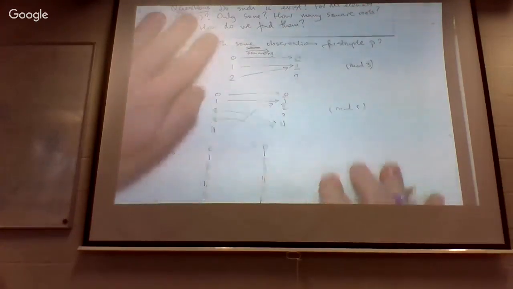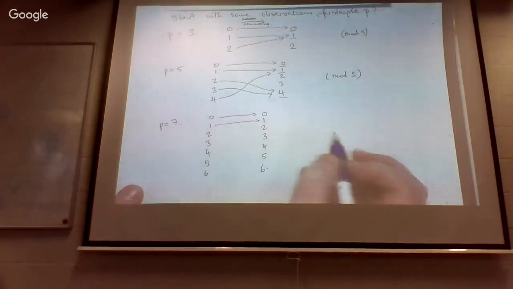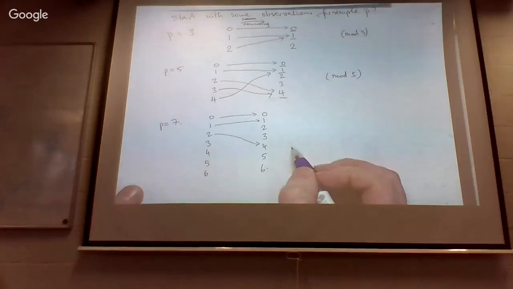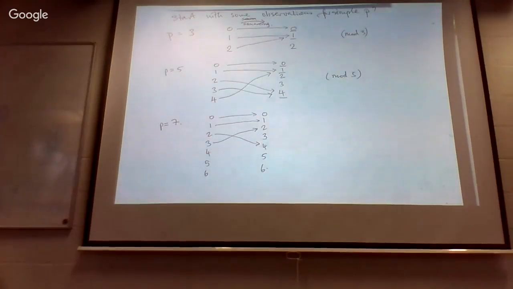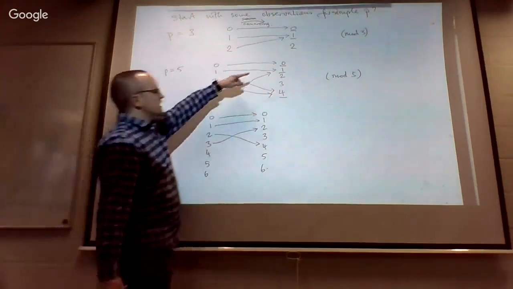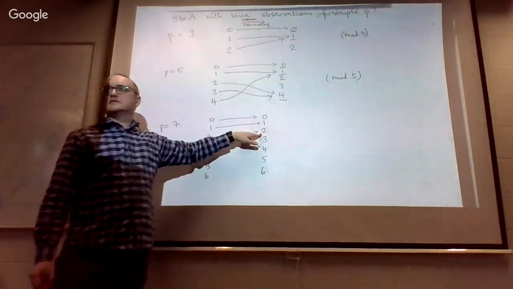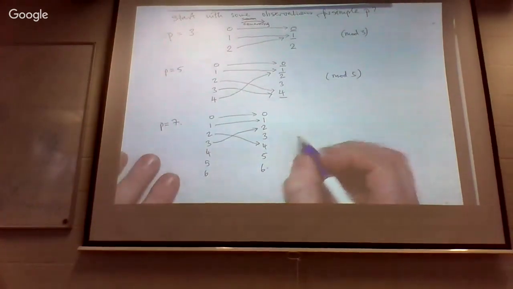Zero goes to 0. We should probably stop writing 0 down. It always behaves the same. 1 goes to 1, fair enough. 2 goes to 4. 3 squared is 9. 3 has gone to 2. So my putative conjecture that 2 was never a square is now shown to be false. 2 is sometimes a square. 2 is a square mod 7.